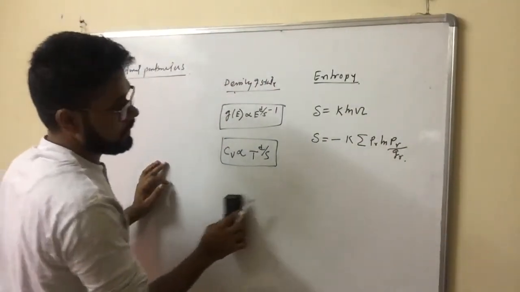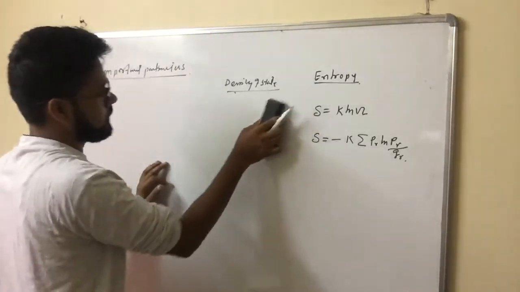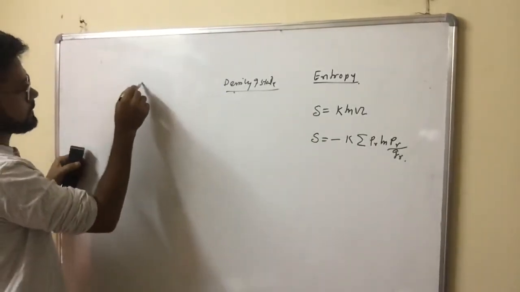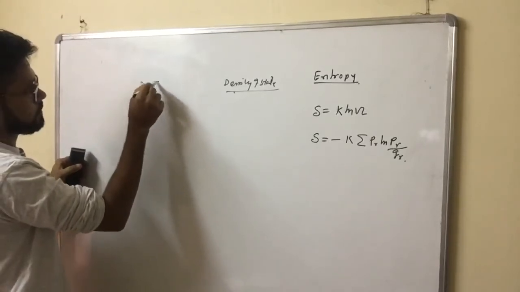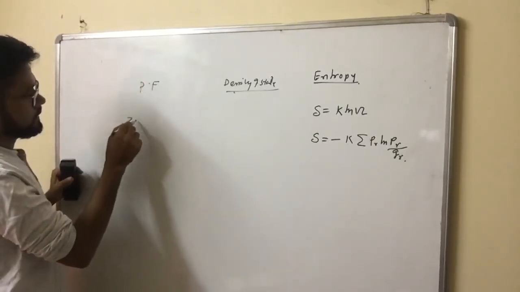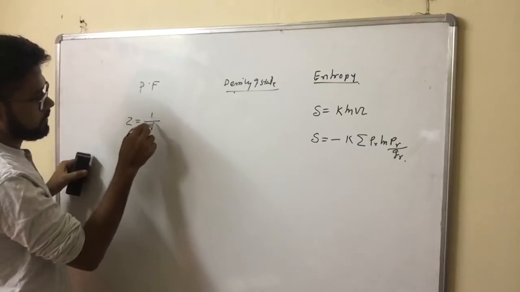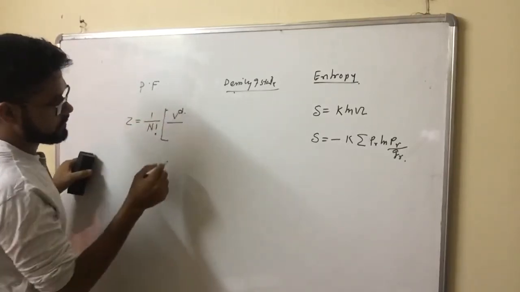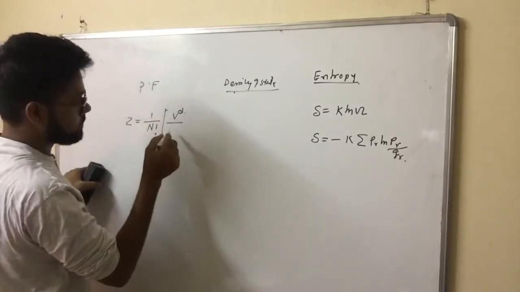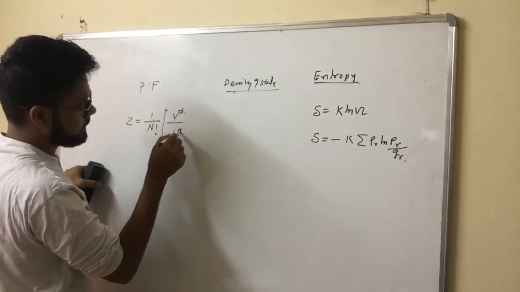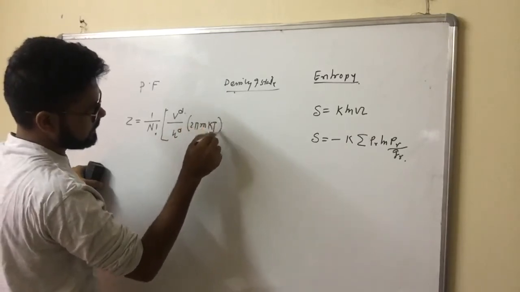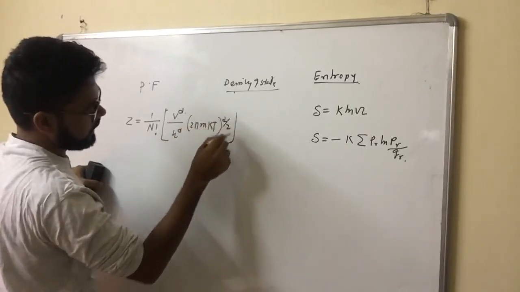This is the general formula. Another general formula I have not given is the partition function general formula, for n numbers of particles. Remember this formula, it is very easy: Vd, then Hd, then twice pi mkT to the power d by 2, all to the power n.